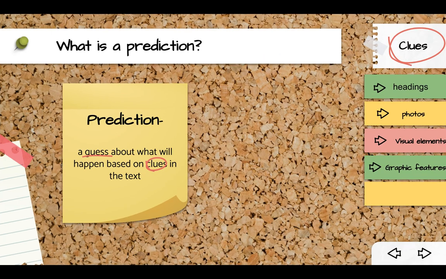What is a prediction? A prediction is a guess about what will happen based on clues in the text, such as headings, photos, other visual elements, and other text or graphic features. Remember, visual elements are brightly colored graphics and text in media that catch the viewer's attention. These elements can be used as clues to help you as the reader make a prediction.